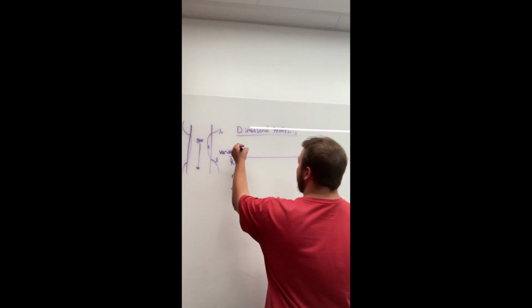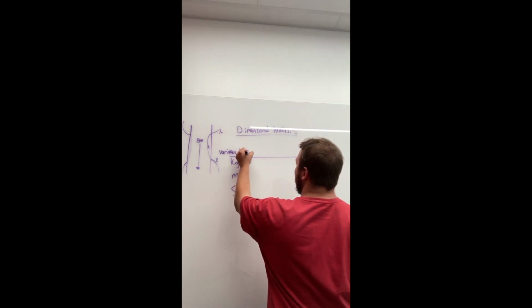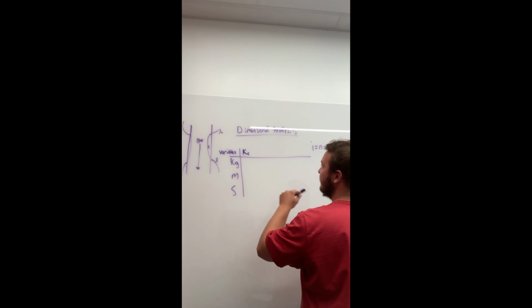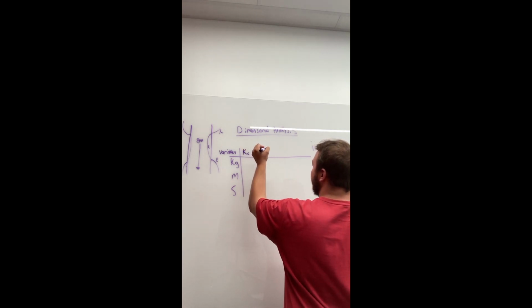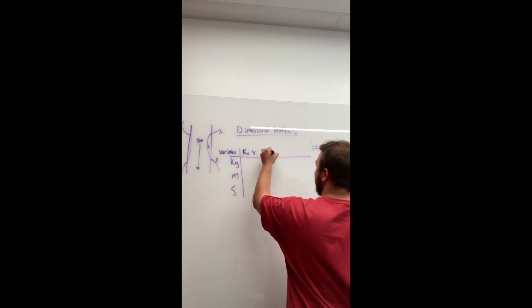So what we're going to have is Kc, that's the mass transfer coefficient. We're going to have velocity, density, and viscosity.